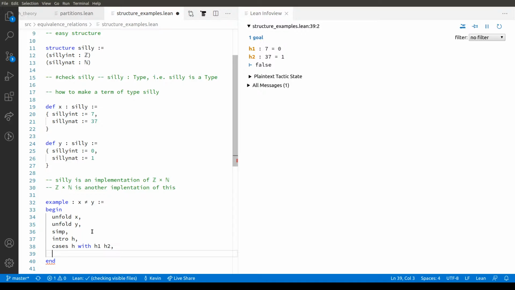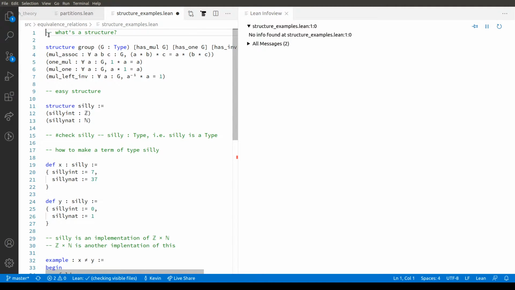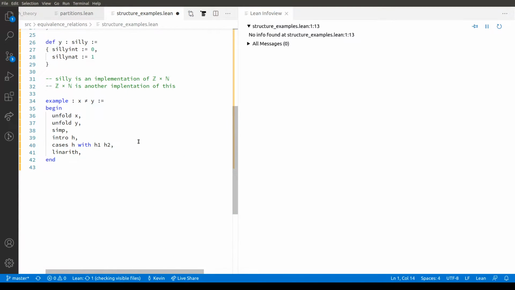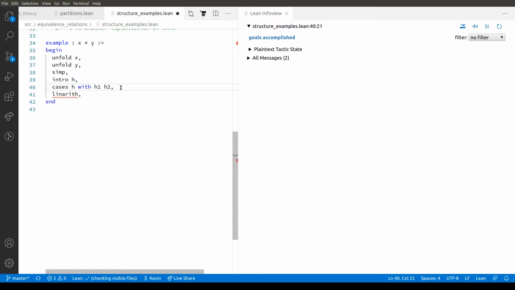So now I guess Linarith will do this, right? Except I didn't import it. Let's import the tactics. There. So, that's interesting. There we go. I have goals accomplished. So I seem to have won already.